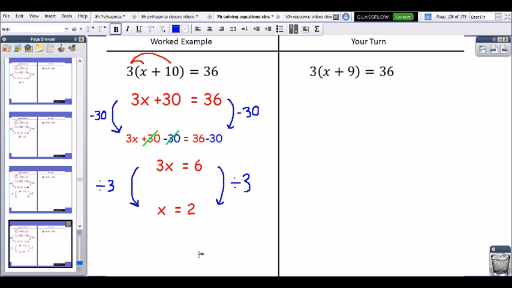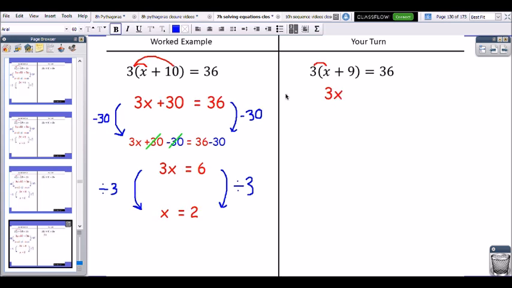Okay, so if you're feeling confident, you can pause the video now and try your example. If you're not feeling confident, please just leave the video running, and I'm going to explain this example now. So 3 lots of x plus 9 equals 36. Just like I've done in my previous example, look how similar the questions are. Let's see if we can follow what I was doing. The first thing I'm going to do is expand the brackets. 3 lots of x gives me 3x. And 3 lots of 9 gives me positive 27, and that equals 36.